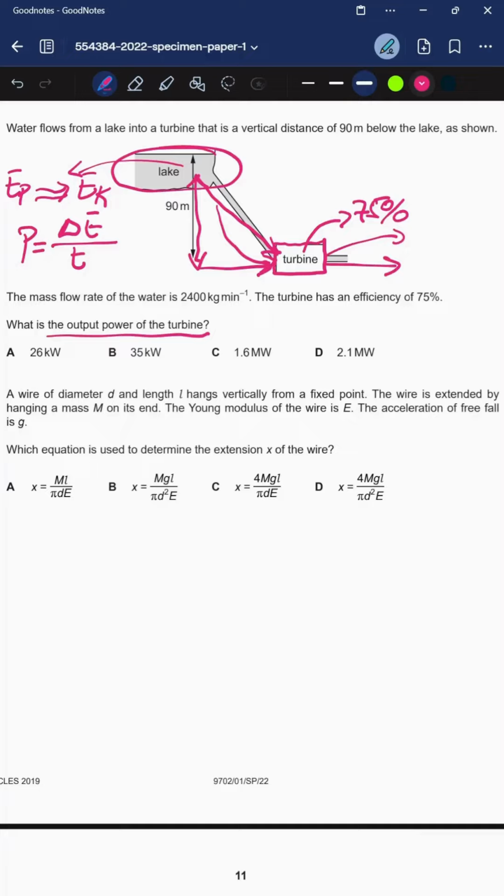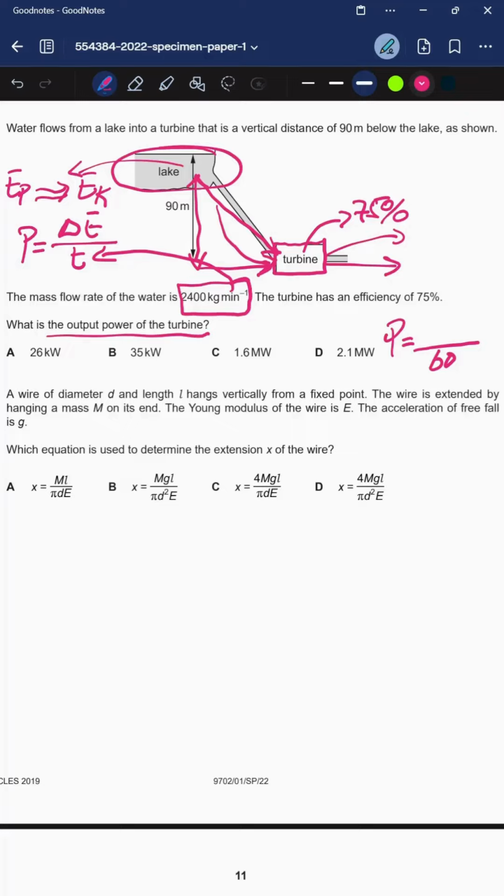And the clue is we are only going to do the working for 1 minute, because for 1 minute we know how much water is flowing. Okay, so the time is given to us, which is 1 minute. In 1 minute there are 60 seconds, so we can say that the time is 60 seconds. And in 1 minute, 2400 kg of water is flowing down to the turbine, right? So we can say that 2400 kg of water is losing gravitational potential energy, right?